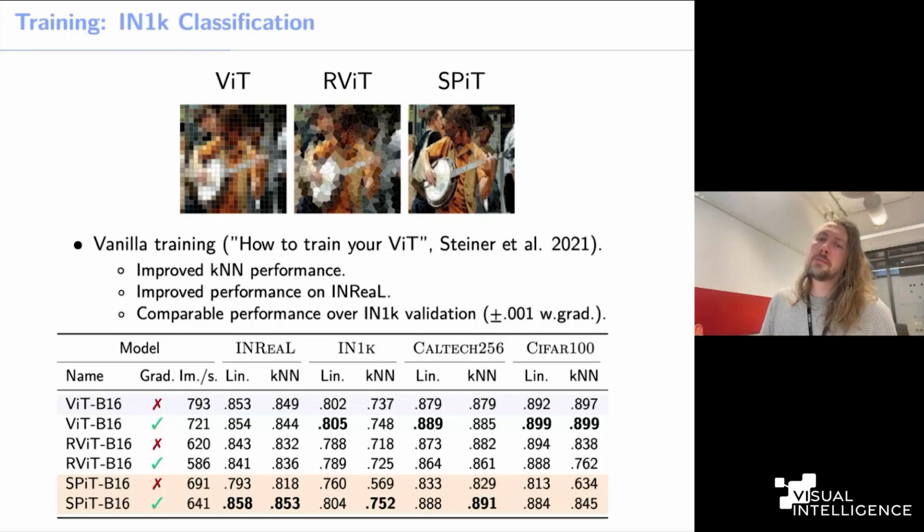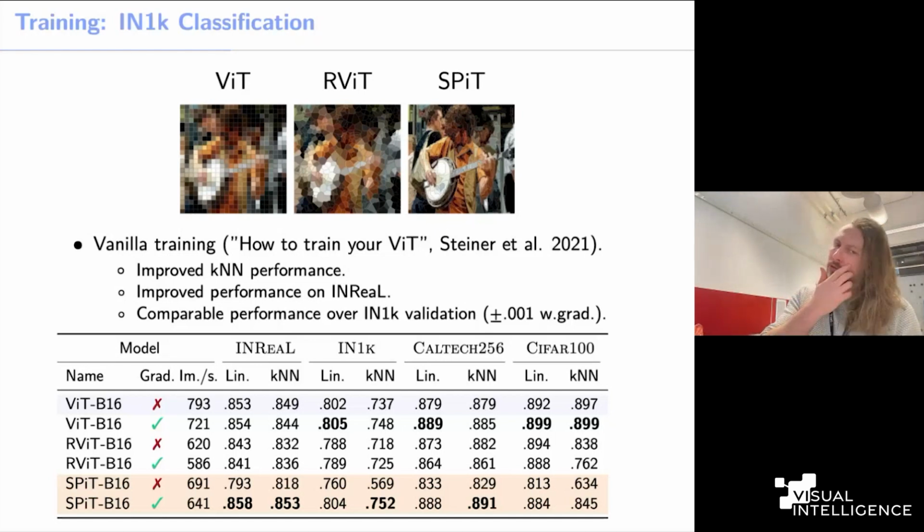Our training pipeline follows the paper by Steiner et al., called How to Train Your ViT. And what we're able to show in this first paper is that we get slightly better k-NN performance and slightly better performance on ImageNet ReaL, but more or less across the board, the performance is largely comparable to the ViT. So we don't show a dramatic increase in classification performance, but we're able to show that at least it manages to keep the same level as the original.